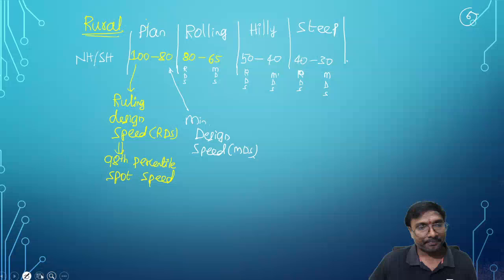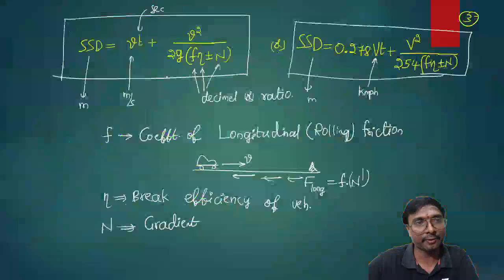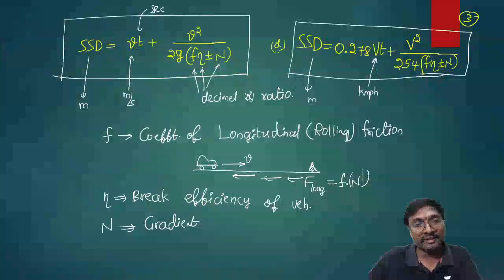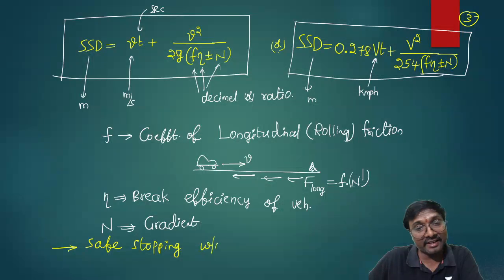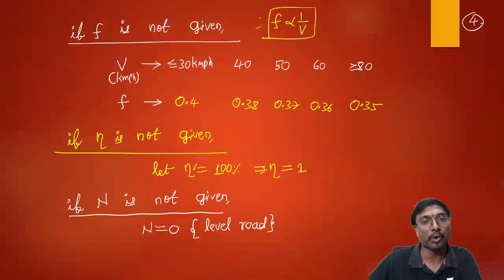Now what is the condition considered for this SSD? If you are considering this, for these conditions we need to have what conditions? It is your safe stopping. So what is the meaning of this safe stopping? You can say safe stopping with skid or without any skid. If you observe, that is without any skid. So the vehicle is stopped without any skid, right? That is very, very important.